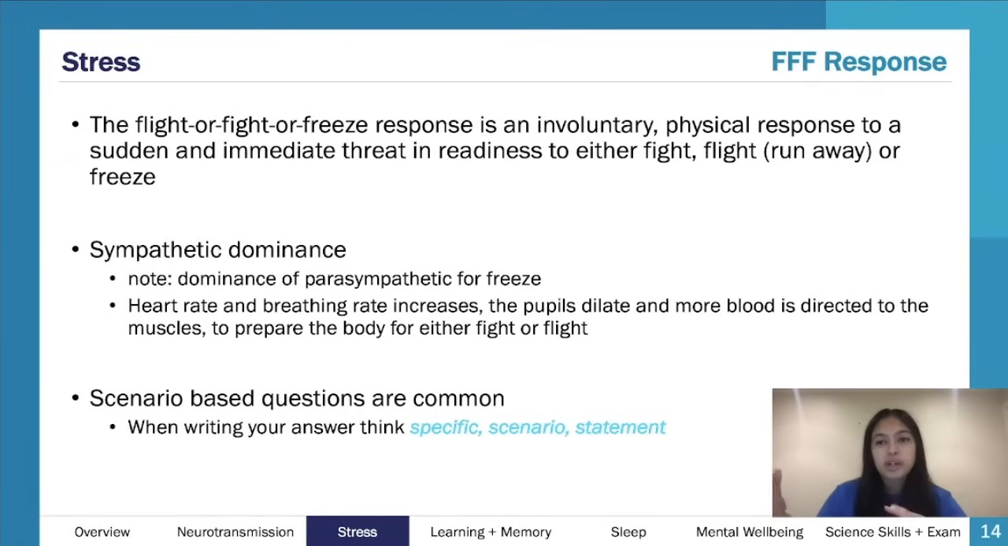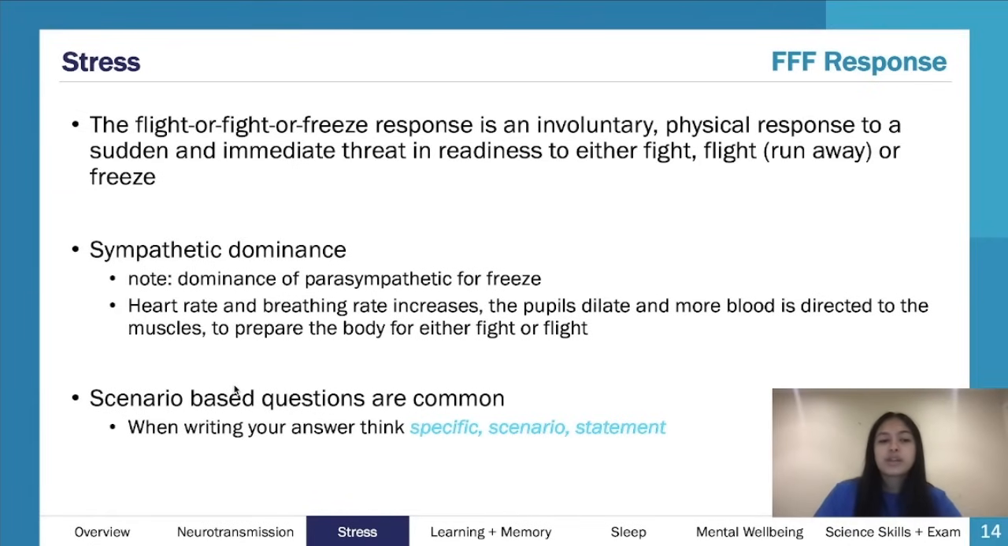Whereas with your freeze response, your parasympathetic nervous system is more dominant. So again, think about it like that seesaw. They're both on, but one's just more so than the other. So your sympathetic is more on in your flight or fight. And then in your freeze, your parasympathetic is more on, which is why you get those odd symptoms, I suppose, in terms of your blood pressure might drop initially, your muscles freeze up, that sort of thing.